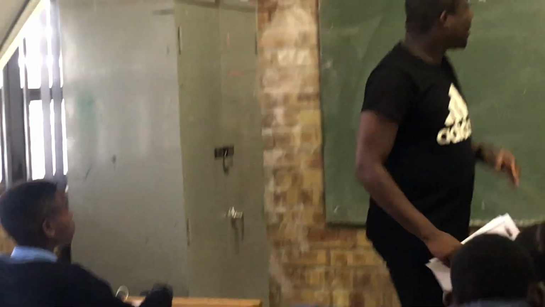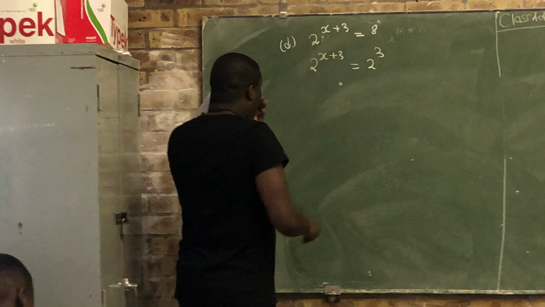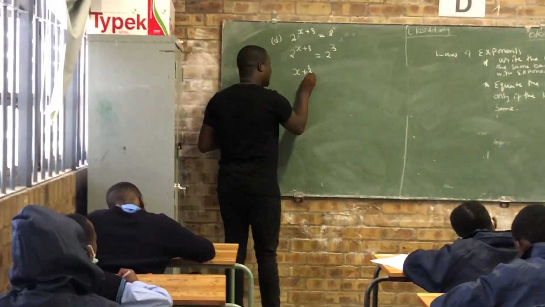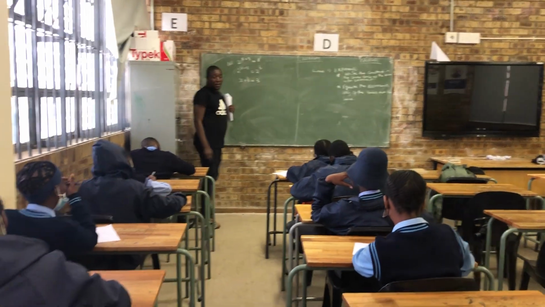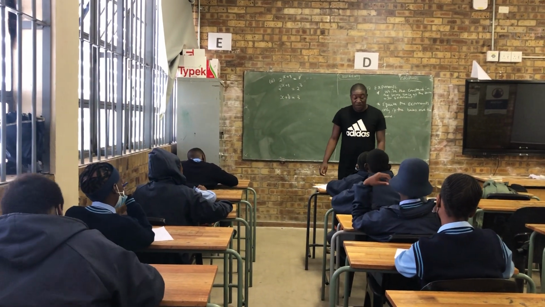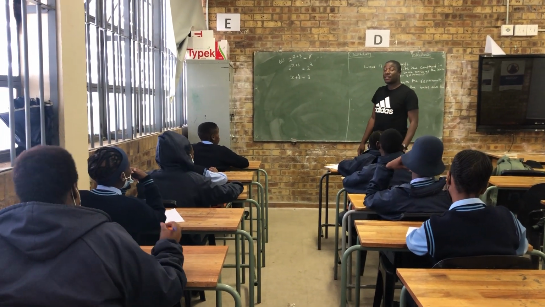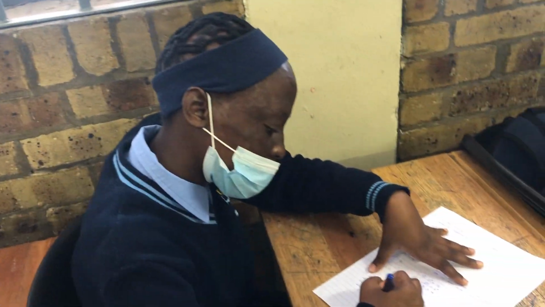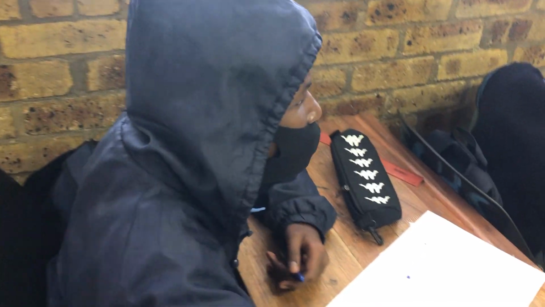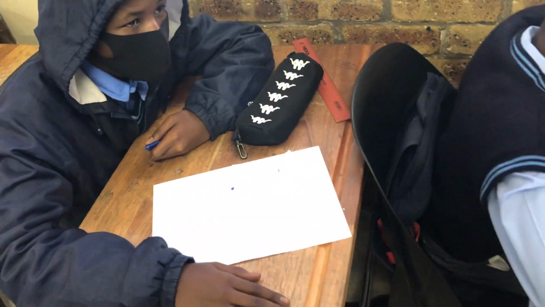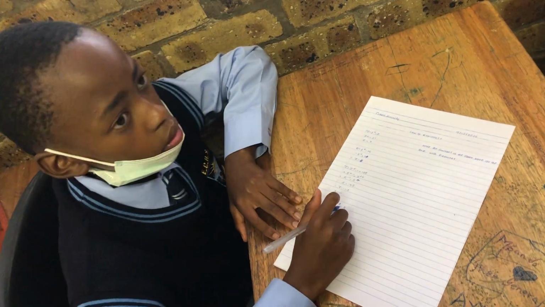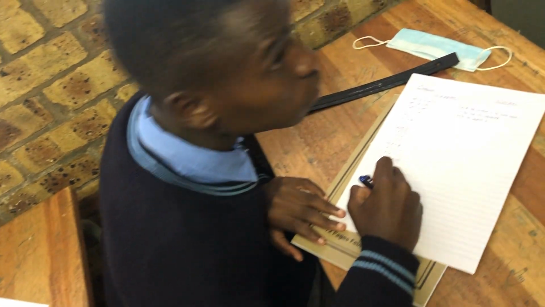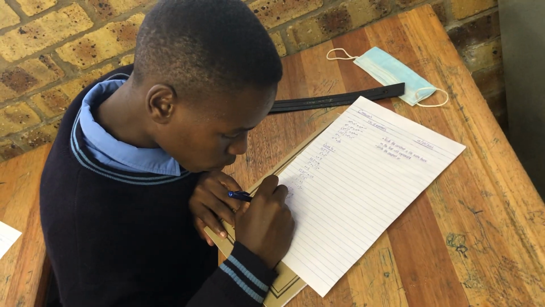So now, what is the second step that we're going to do here? We equate the exponents. So it's going to be x add 3 equals 3. So now we simplify again. How are we going to simplify? Additive inverse. What is the additive inverse here? Negative 3. So we're going to say x add 3 subtract 3 equals 3 subtract 3. So 3 subtract 3 is 0. So we have x is equal to 0. Right? Okay, let's do another one.